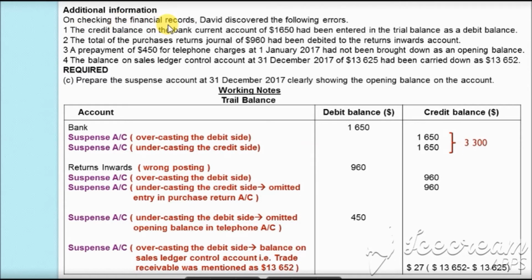On checking the financial record, David discovered the following errors. First, the credit balance on the bank current account of 1,650 had been entered in the trial balance as a debit balance.